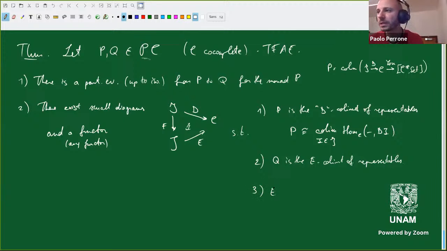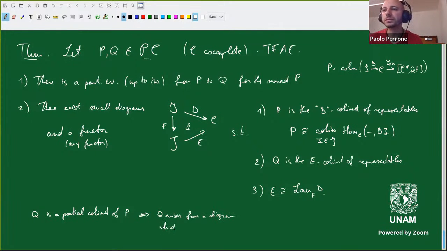Okay. So P and Q are like this, the things given by D and E. And three, E is the pointwise left Kan extension of D along F. In other words, Q is a partial colimit of P if and only if Q arises from a diagram, like it's a free colimit of a diagram, which is a left Kan extension of a diagram from which P arises.